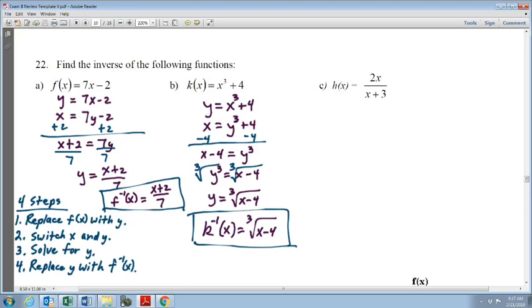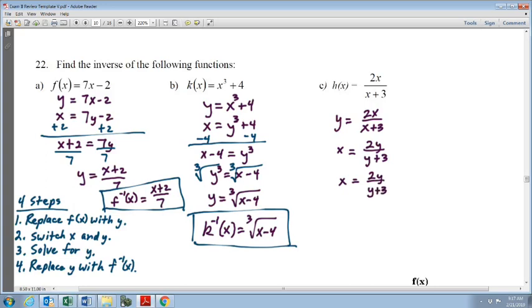Alright, so letter C is where things get a little bit harder, although we're doing the same steps. We'll replace h of x with y. Let's interchange our x and y values. And notice y is in the numerator and the denominator here, so this is going to take some work. First of all, I'd want to get rid of the fractions. I think that's about all we can do here.